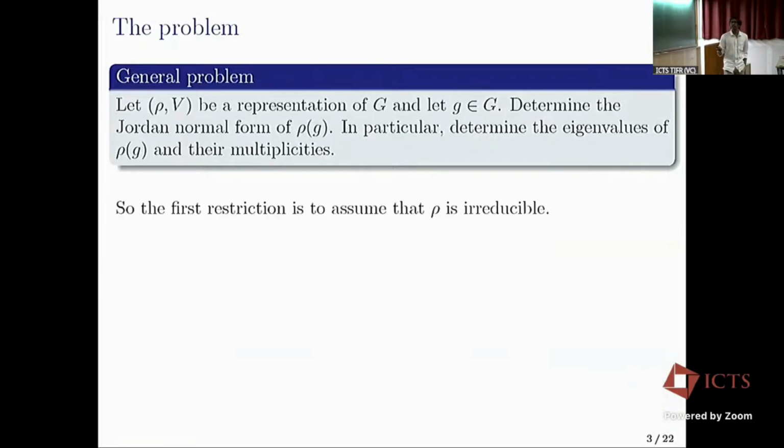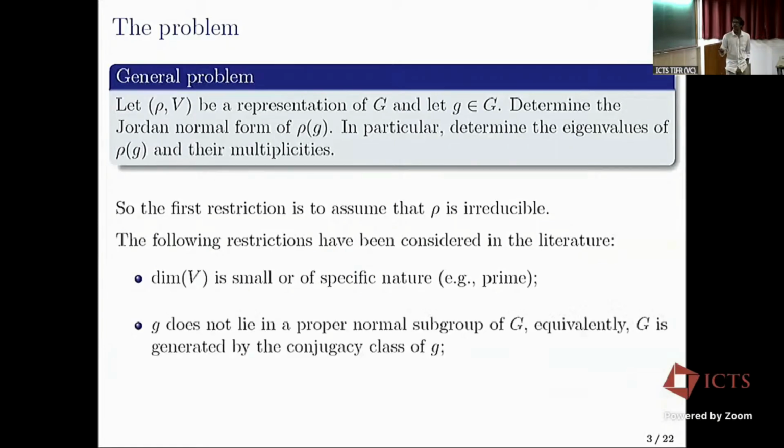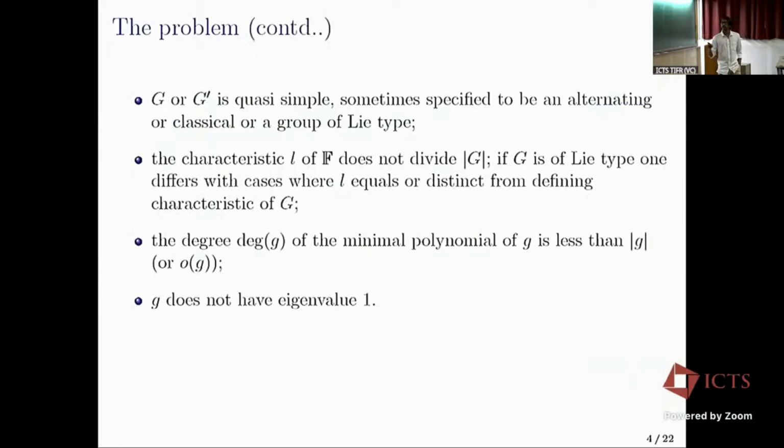So we will first restrict ourselves to irreducible representations. And in the literature, many restrictions of this problem have been considered. For example, the dimension being very small or sometimes prime. Or you can assume that g does not lie in any proper normal subgroup, meaning the conjugacy class of g generates the whole group. Or g is an element of prime power order, or even just prime order. And similarly, G or G' is quasi-simple, and you can consider the characteristic of the field to not divide the cardinality of G.